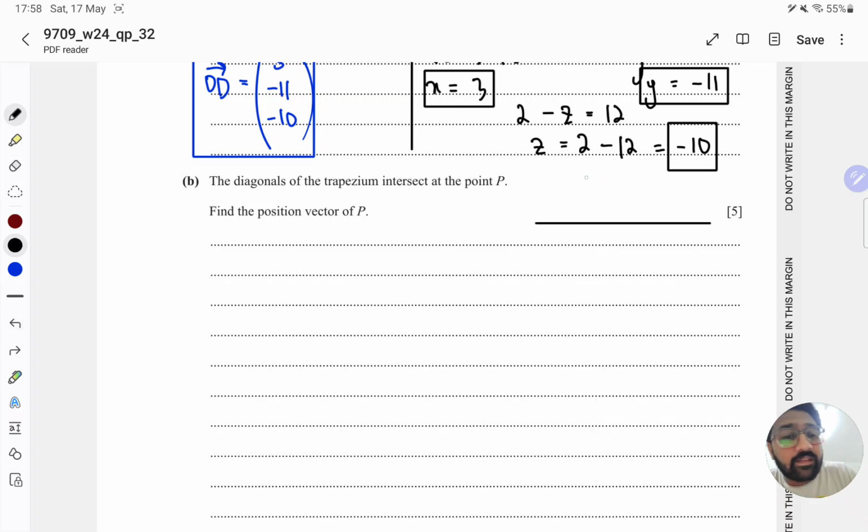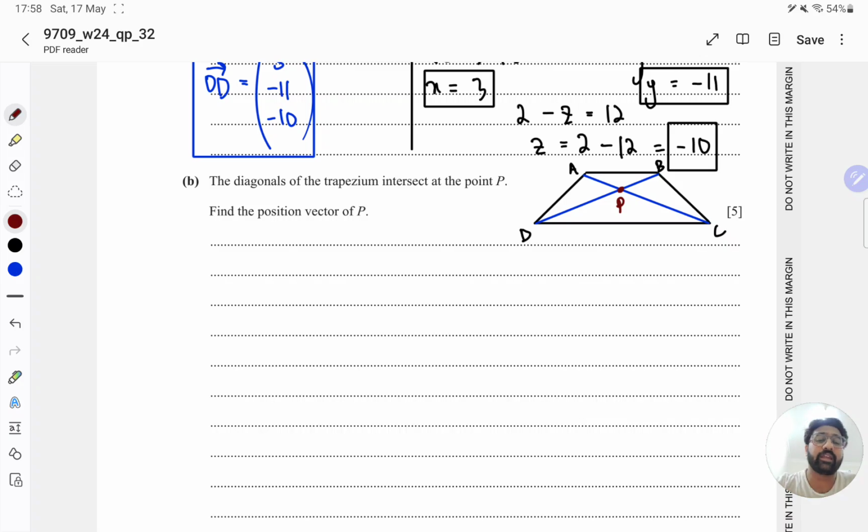For example, this is the trapezium that we have, ABCD. This is going to be A, this will be B, this is C and this is D. He says that the diagonals of the trapezium are going to intersect at the point P. This is the intersection point P. We need to find out the position vector P.